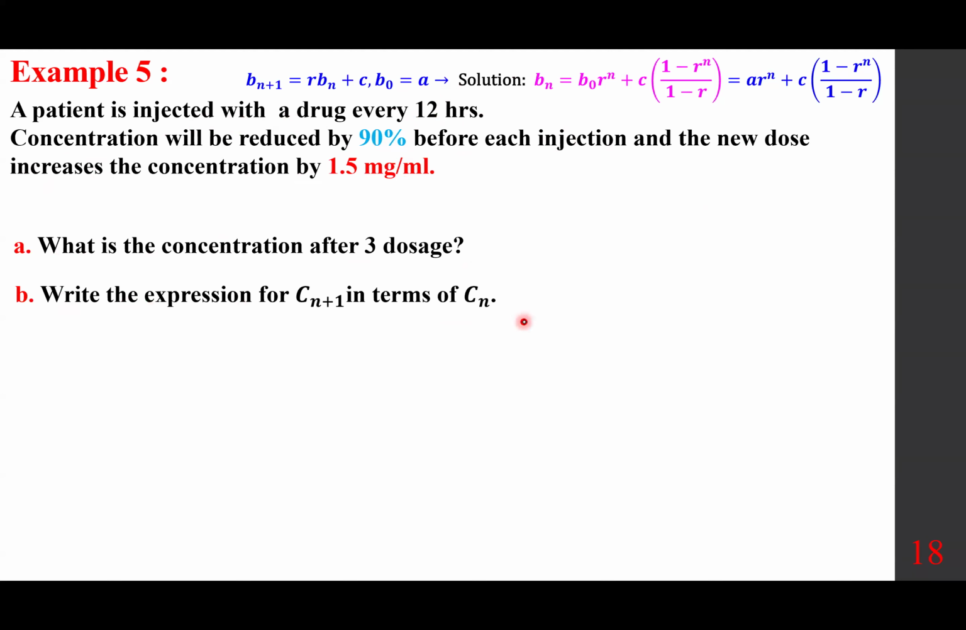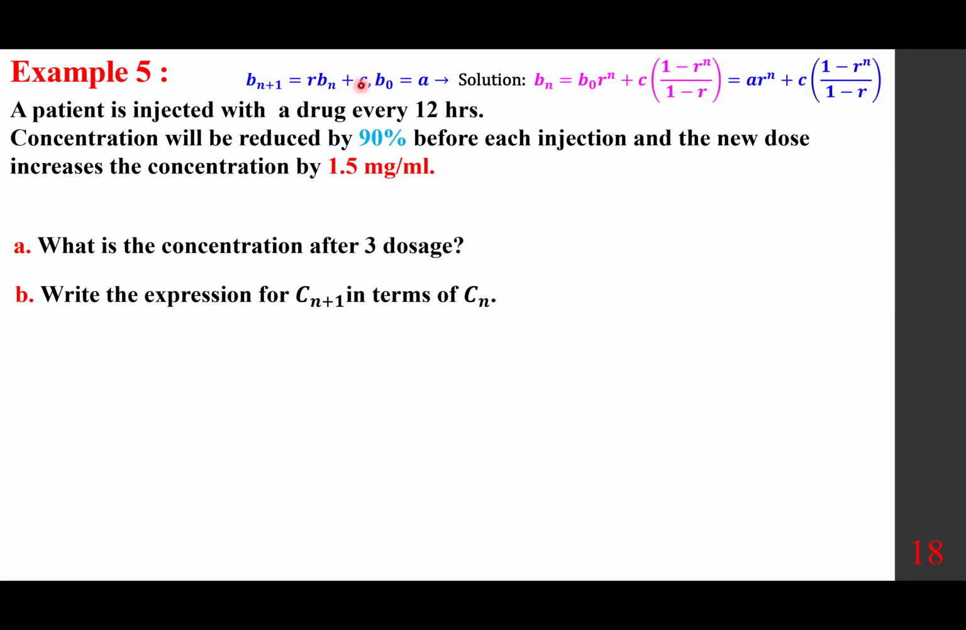Write the expression for C sub n plus 1 in terms of C sub n. First and foremost, please understand here, when you look at these formulas, we have B, but we want to make it into C, capital C, because of the word concentration they are using. That's what they want us to do. So B becomes C, capitals. Don't mix them up with the lowercase c.